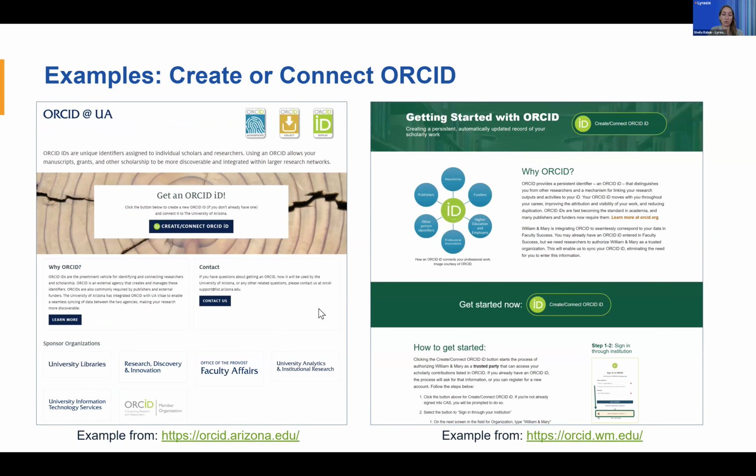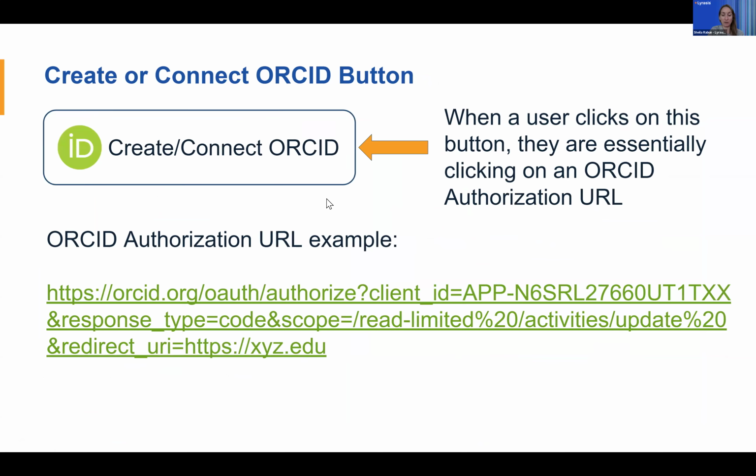These are a few examples of what an ORCID portal or ORCID connection page could look like. The one on the left is from the University of Arizona. The one on the right here is from William and Mary. You can see that they both have information about what is ORCID and why are we using ORCID. And they both have this Create or Connect ORCID ID button with the ORCID branded ID icon there. And that's basically what you want your researchers to click on to initiate the ORCID connection process. So that Create or Connect ORCID button.